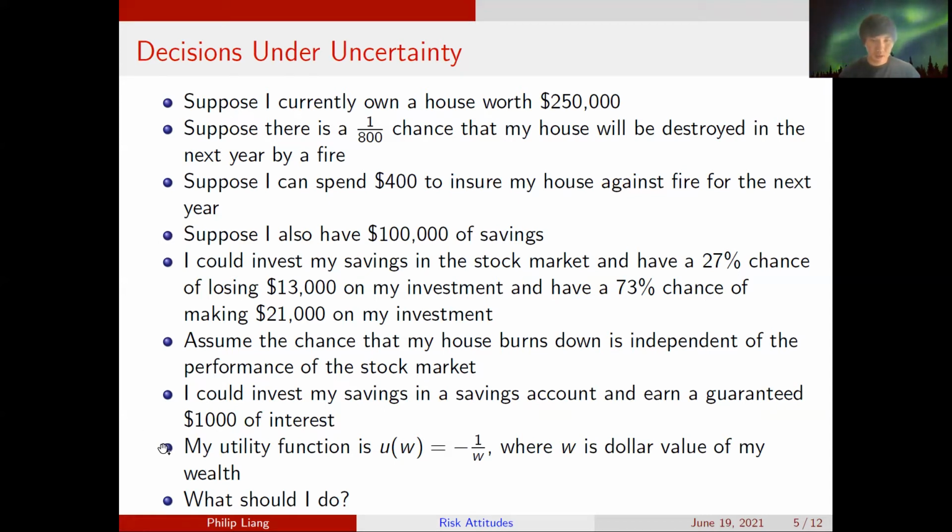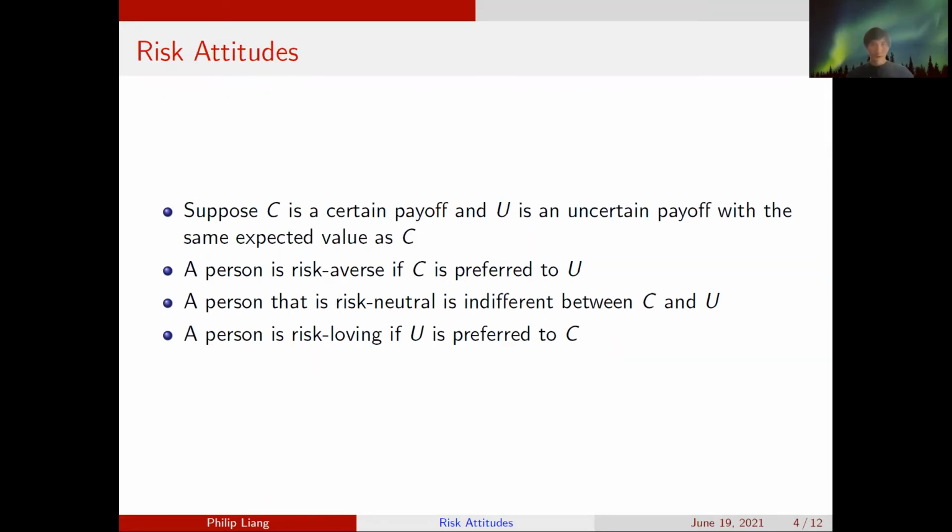And my utility function is going to be U of W equals -1/W, where W is the dollar value of my wealth. We're ready to start discussing risk attitudes. So suppose C is a certain payoff and U is an uncertain payoff with the same expected value as C. So a person will be risk averse if C is preferred to U, holding expected value equal. The person prefers to avoid the risk rather than to take the risk.